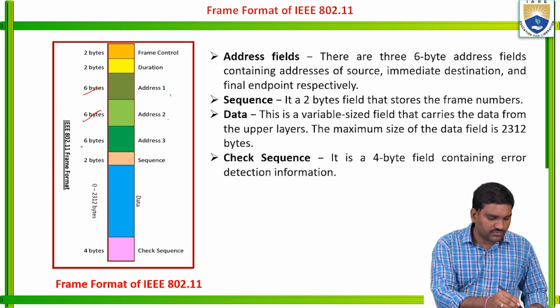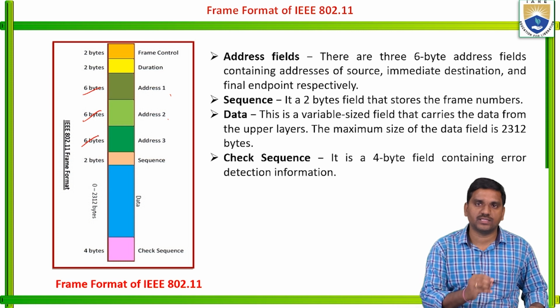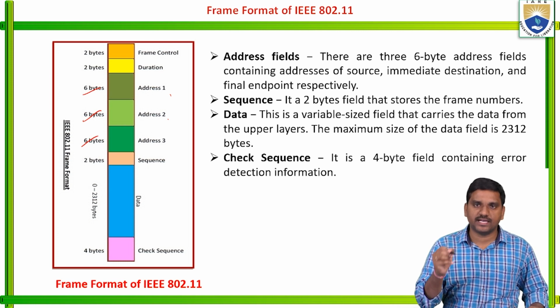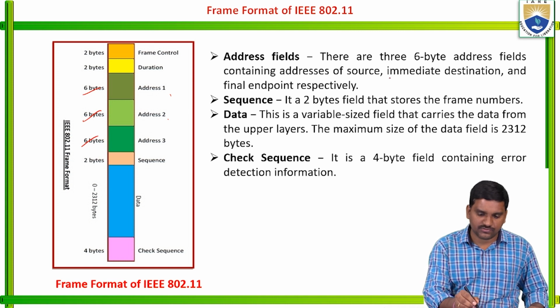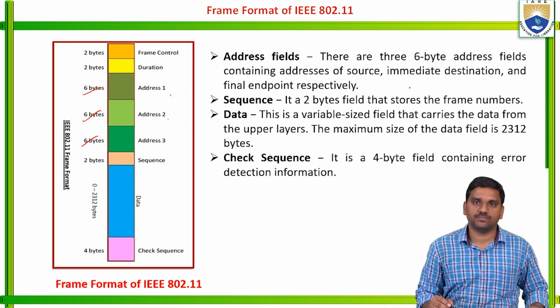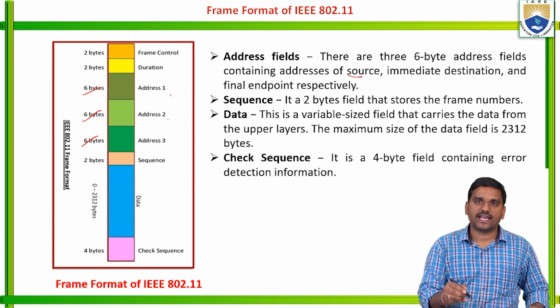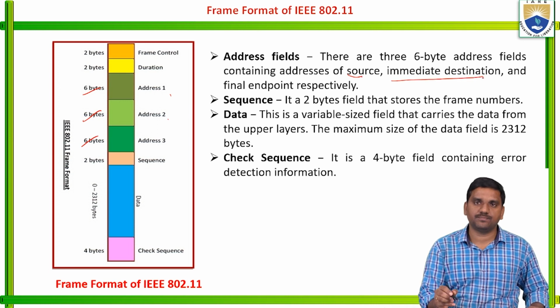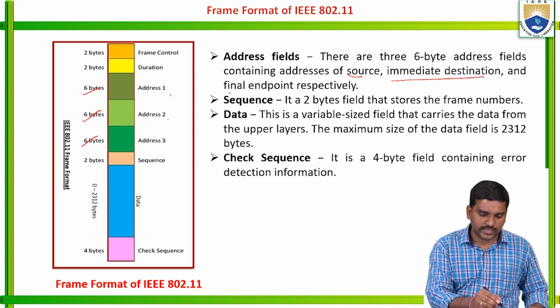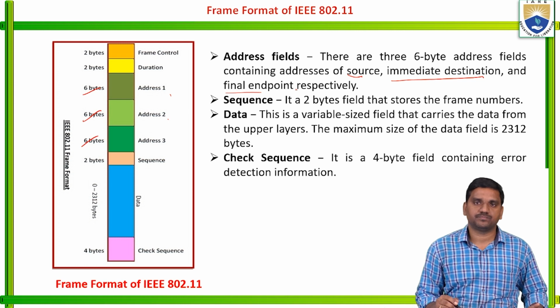Next, address fields: address 1, address 2, address 3. They occupy an equal number of bytes in the frame, 6 bytes, 6 bytes, and 6 bytes. These 6-byte address fields contain the address of the source, the immediate destination, and the final endpoint respectively. The first 6 bytes are for the source, the second 6 bytes for the immediate destination, and the third 6 bytes for the final endpoint.